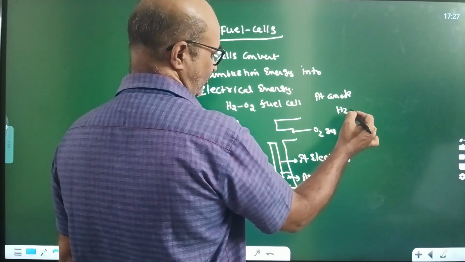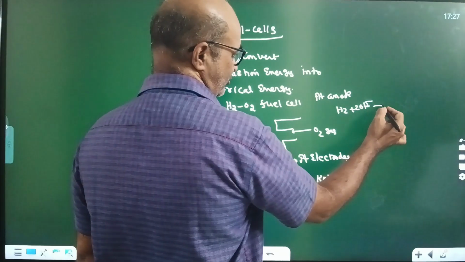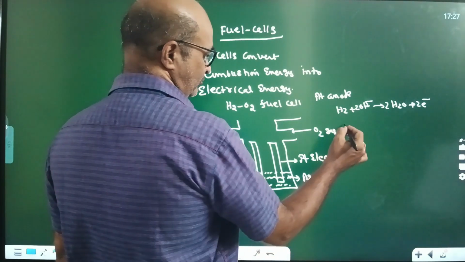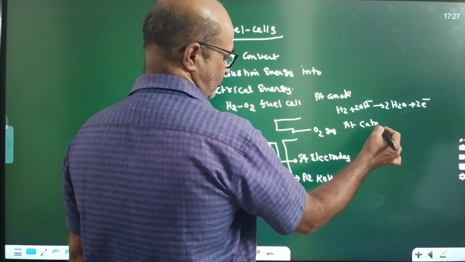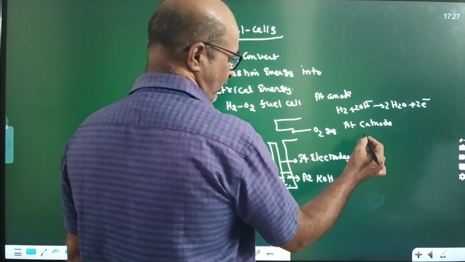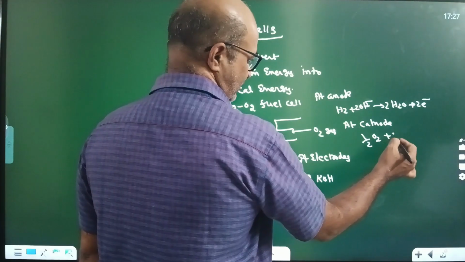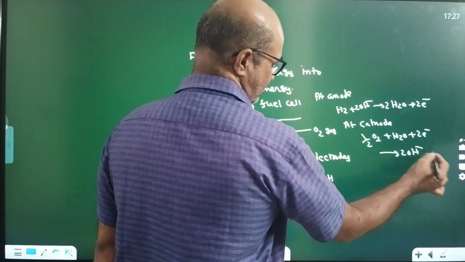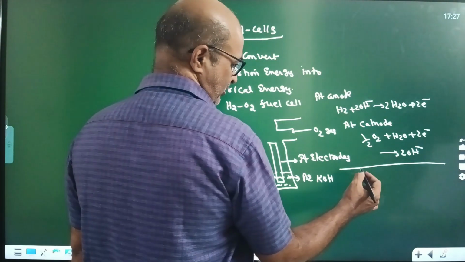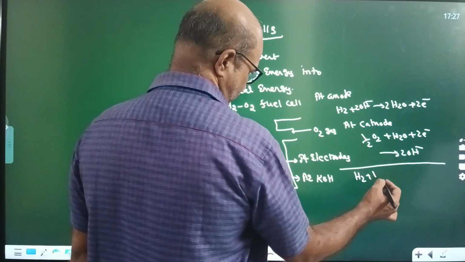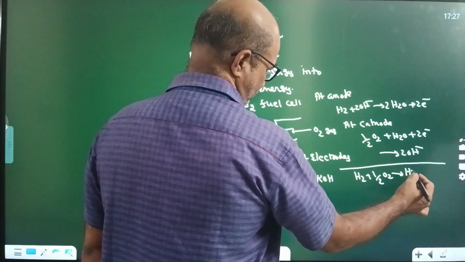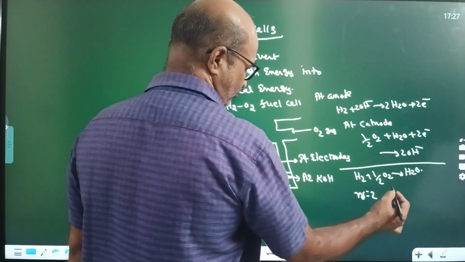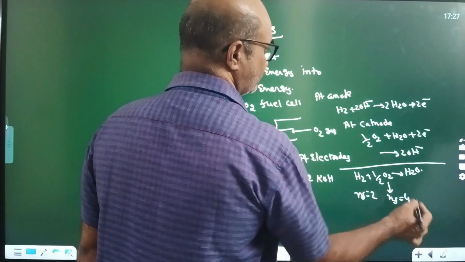So at the anode, H2 plus 2OH- gives rise to 2H2O plus 2 electrons. At the cathode, half O2 plus H2O plus 2 electrons gives rise to 2OH-. The overall reaction is H2 plus half O2 gives rise to H2O. Therefore, n factor is equal to 2, or if written with a full O2, n factor is equal to 4.